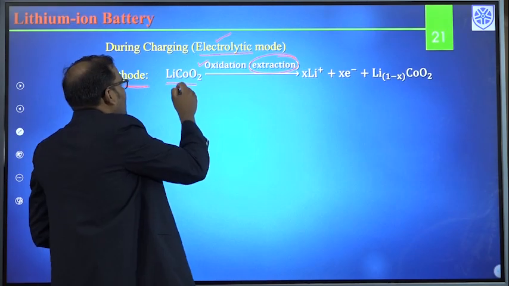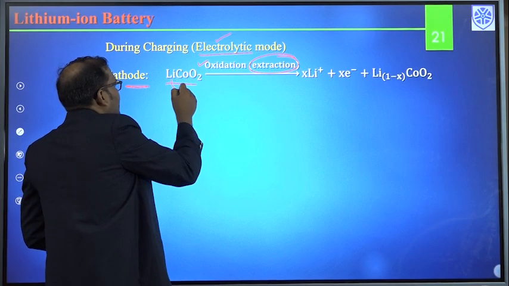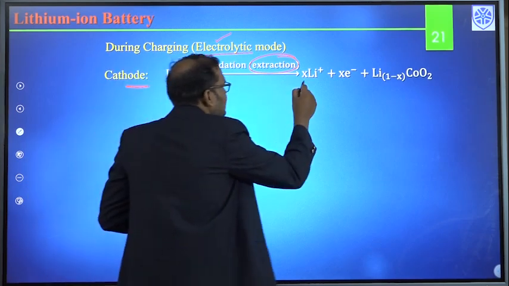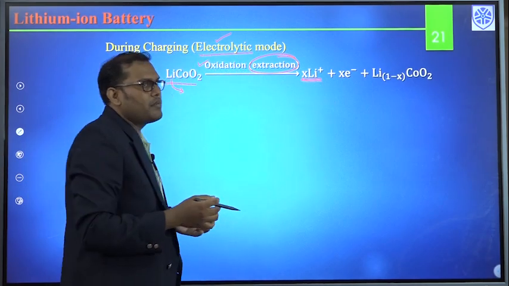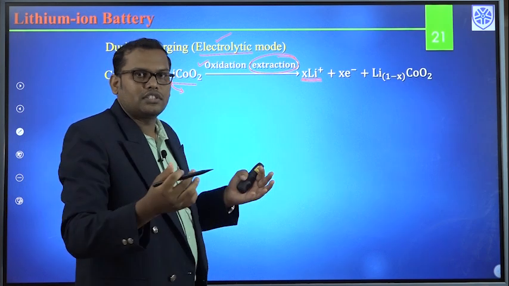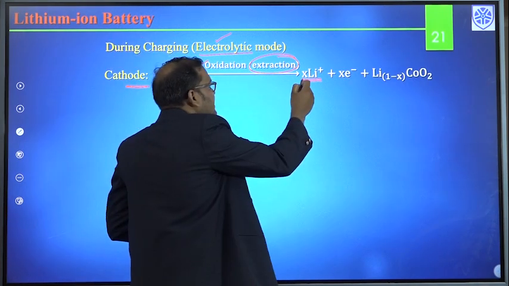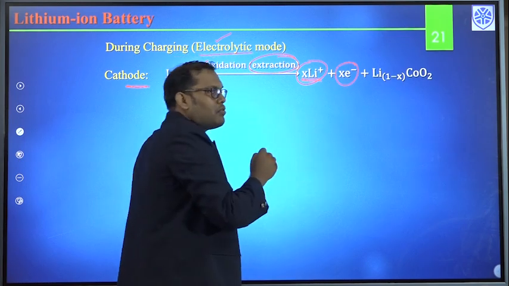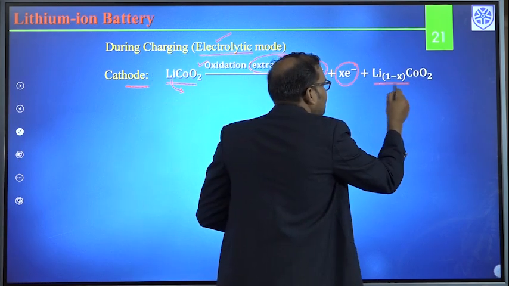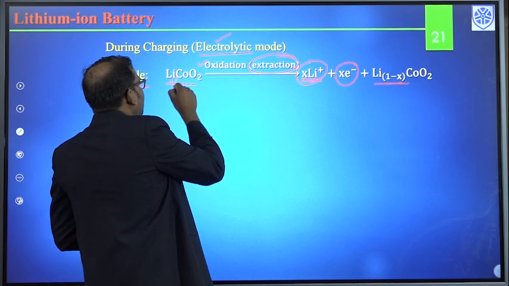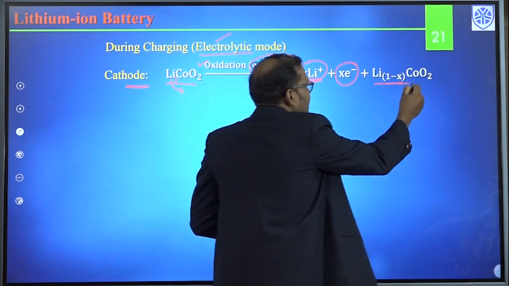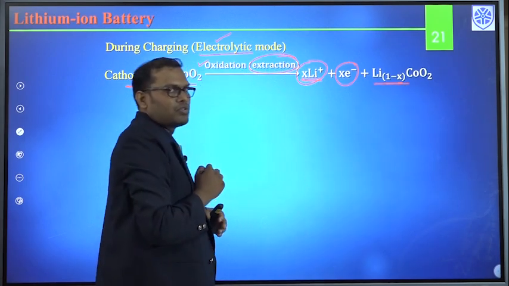What is the extraction process? Extraction is nothing but taking some amount of lithium out of lithium cobalt oxide. Let us say x amount of lithium, because I don't know how much lithium I am taking out during the charging process, so I am just denoting it as x. So x number of electrons will come out. What remains is Li, which was 1 initially, so now it is Li 1 minus x CoO2.